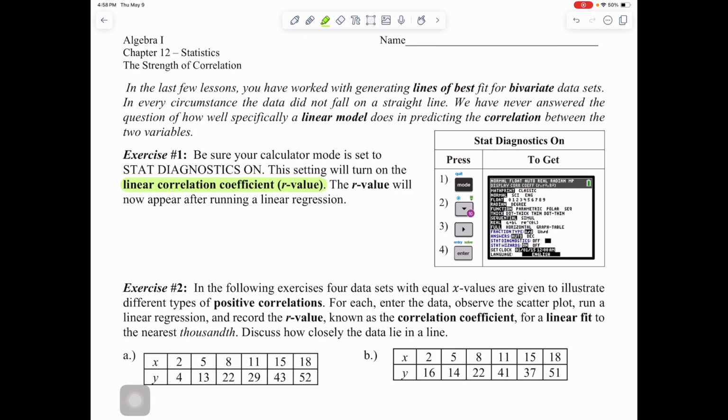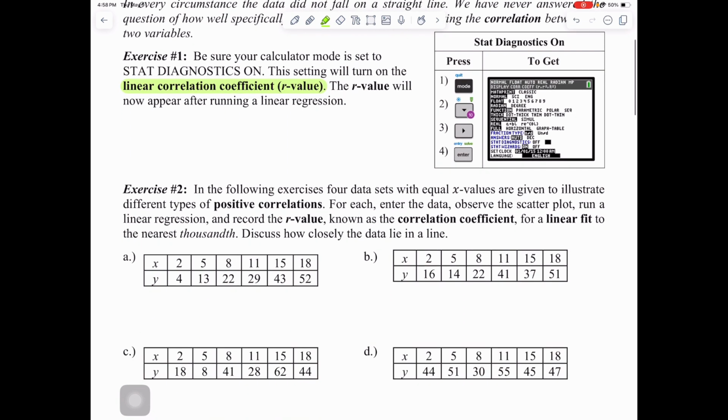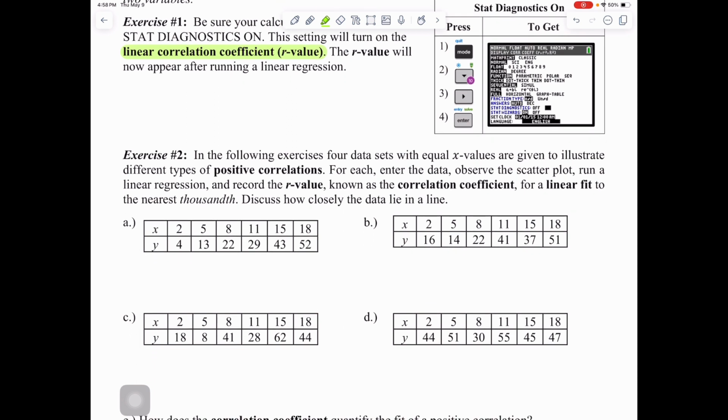So I'm going to demonstrate that for you in exercise 2. It says in the following exercises, 4 data sets with equal X values are given to illustrate different types of positive correlations. So remember, a positive correlation means as X increases, Y also increases. For each, we're going to enter the data. So I'm going to highlight the different things we have to do here. We have to enter the data, so I'll review that with you. After we enter the data, we need to look at the scatter plot, observe the scatter plot. And then we also want to run the linear regression. So this will be a nice opportunity for us to review.